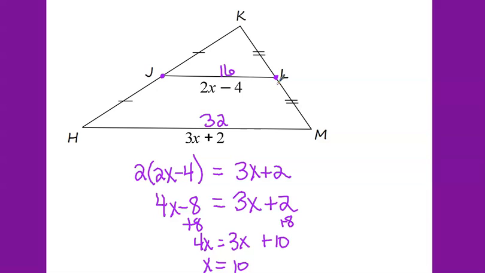Remember also with the triangle mid-segment, it is parallel to the side of the triangle. So you end up with things like corresponding angles, or you can end up with alternate interior angles if you are dealing with multiple mid-segments here. So you're going to have some congruent angles as well.